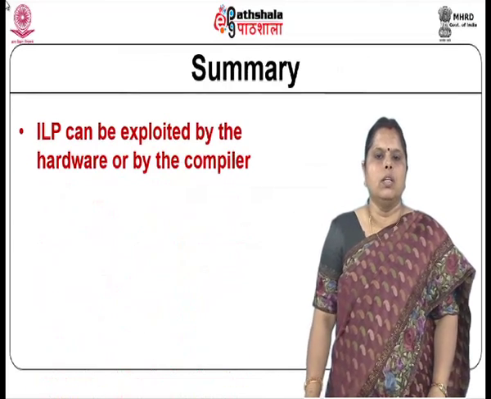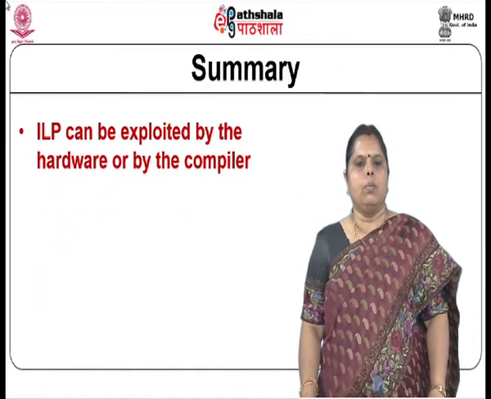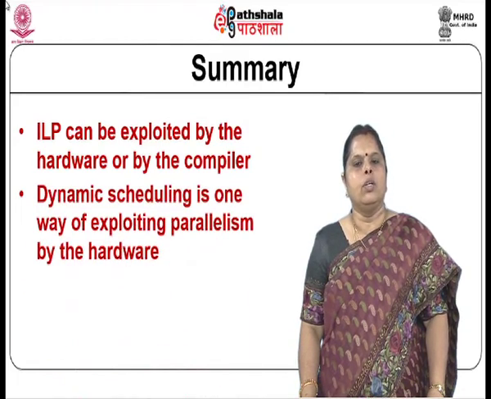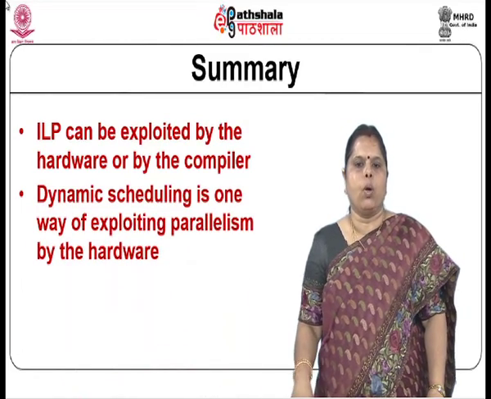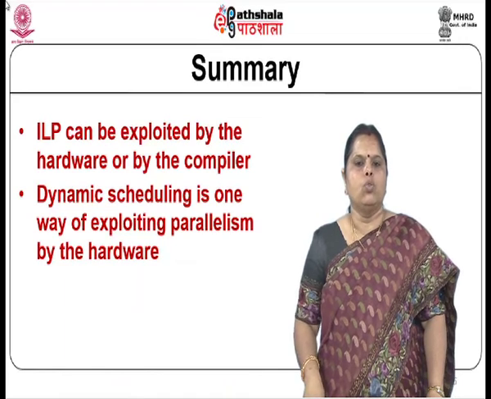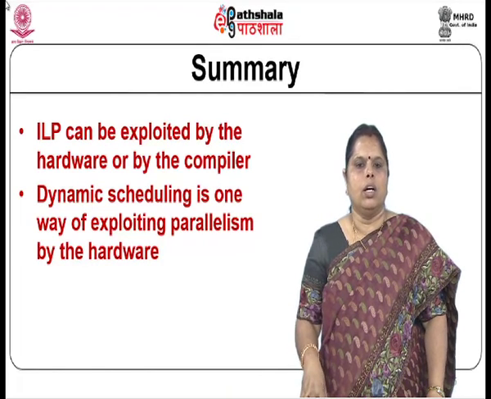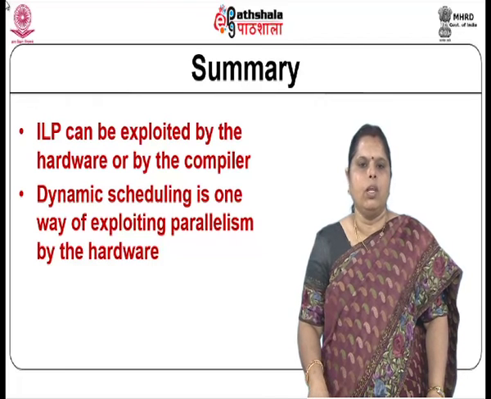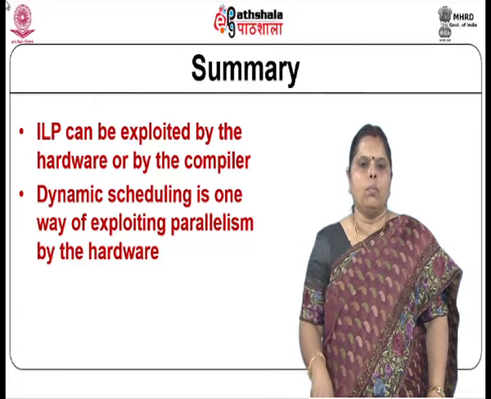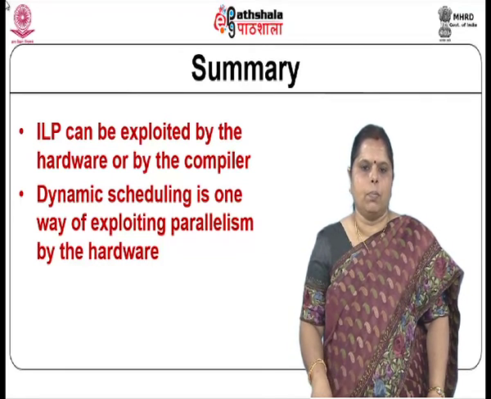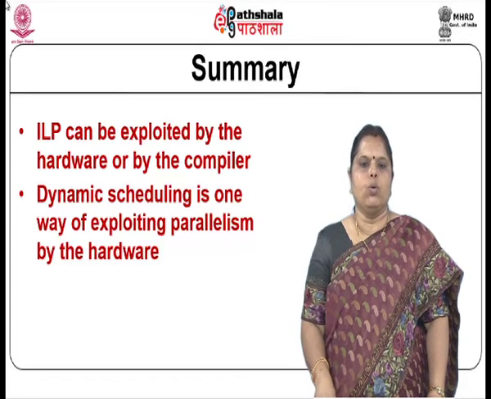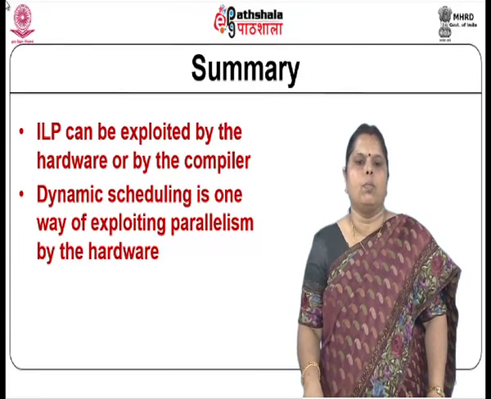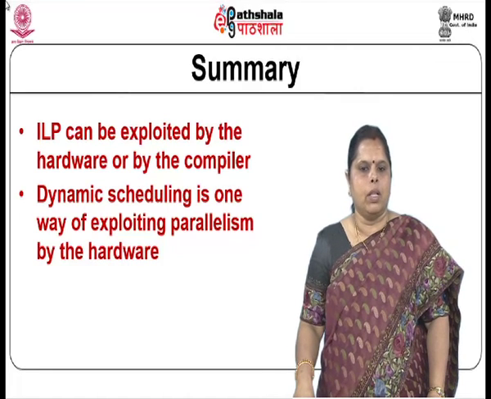To summarize, we have seen that ILP can be exploited both by the hardware as well as by the compiler, and it is not possible to just look at exploiting ILP within a basic block. So, we will have to look at exploiting it at the loop level. If you are looking at exploiting at the loop level, we will have to do dynamic unrolling of the loop using dynamic prediction, or static unrolling of the loop using static prediction. Similarly, we will have to do a register renaming process to handle all the name dependencies that will arise.